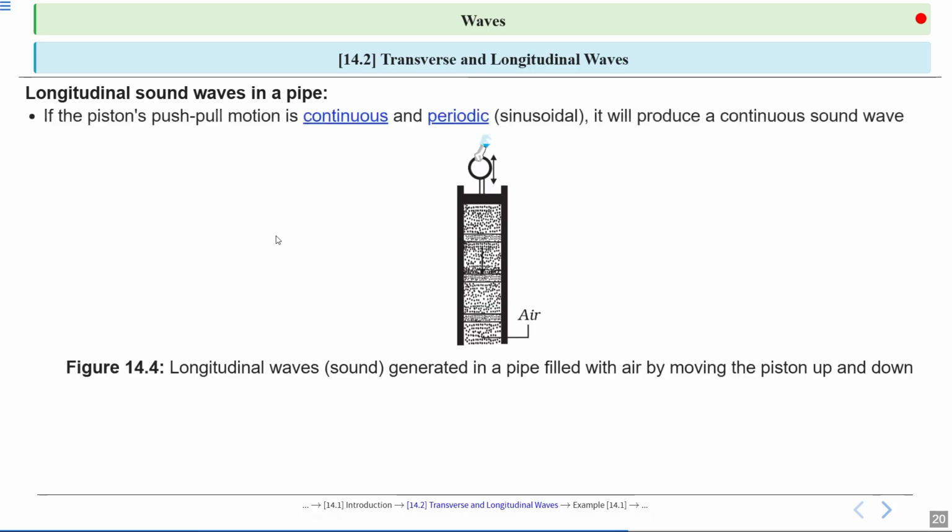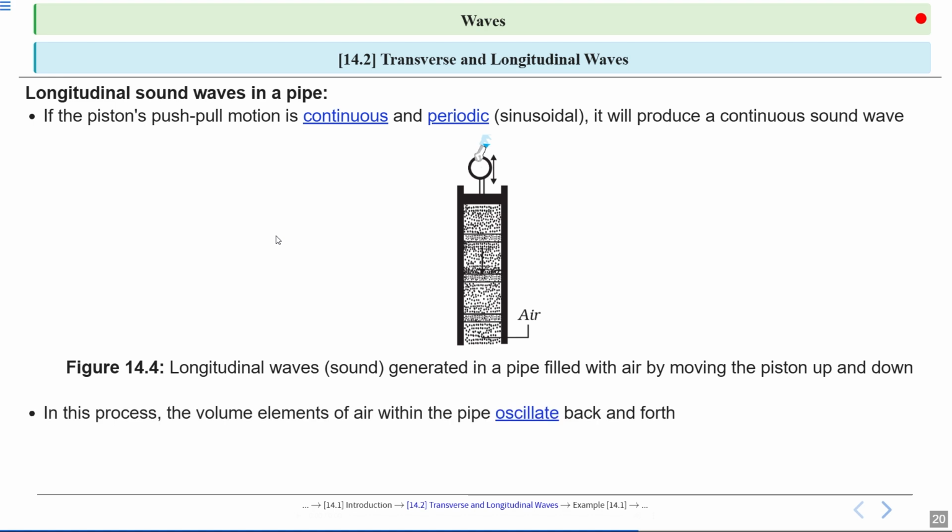Now, if the piston moves in and out in a continuous and periodic way, meaning it repeats the same motion over and over, like a sine wave, it produces a continuous sound wave. Figure 14.4 shows the piston at one end of the pipe moving up and down to create these waves. This regular motion is what makes the sound wave steady and predictable.